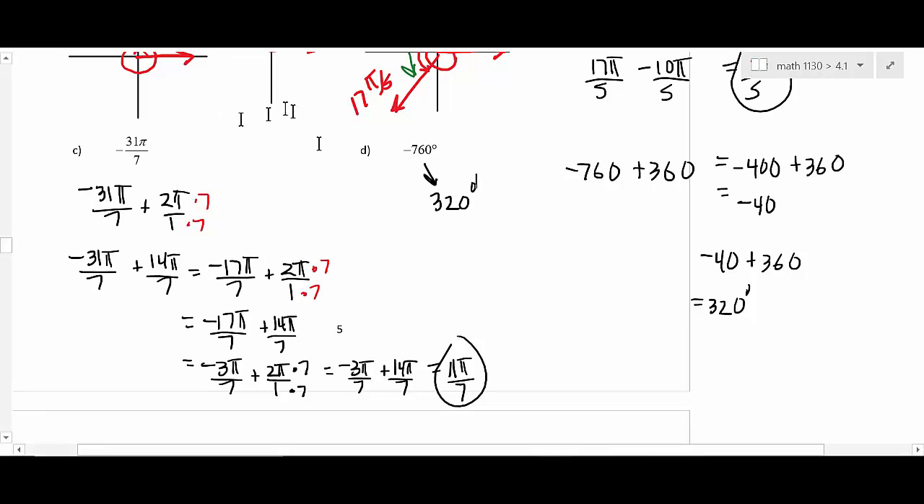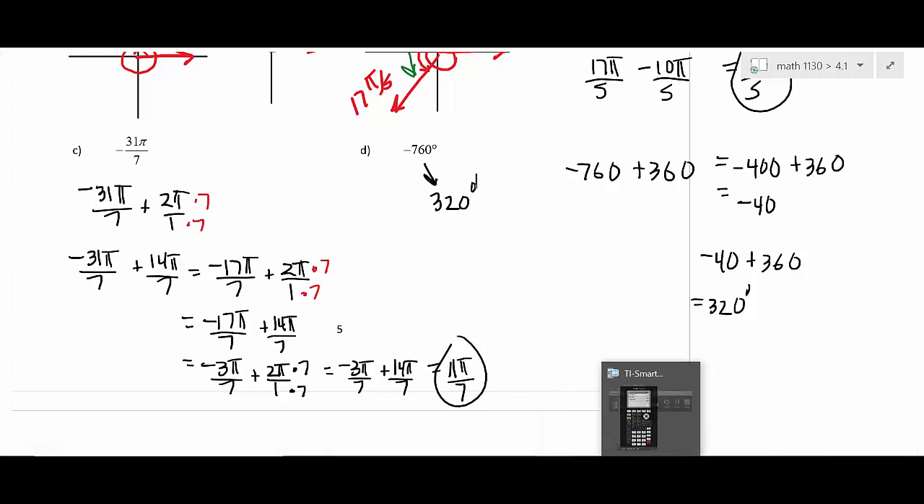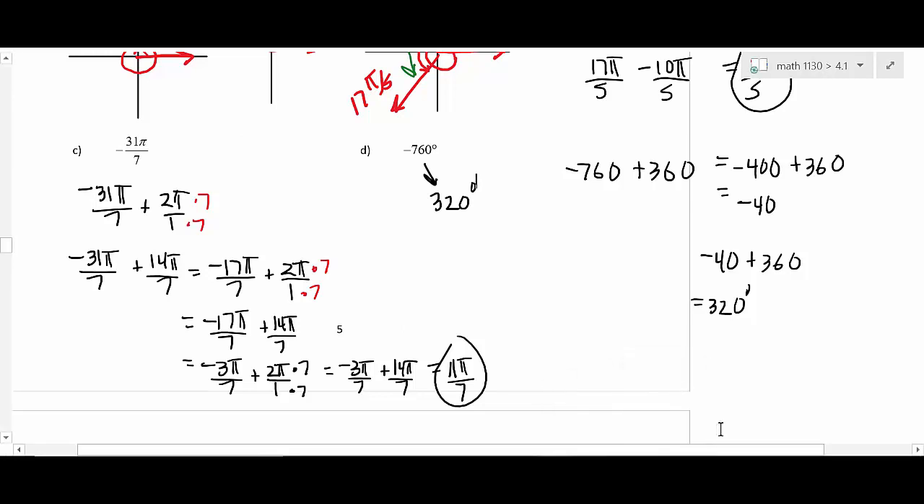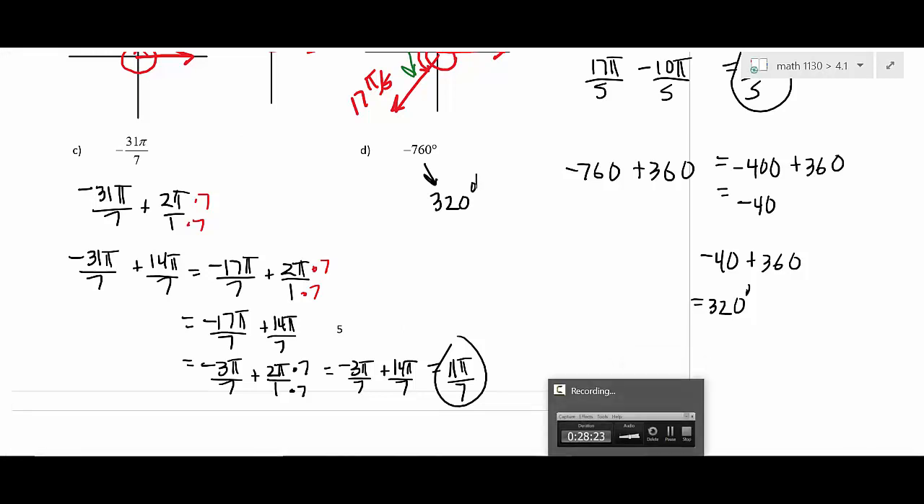Okay, all right. So let's take a 10-minute break, and then when we come back, we'll finish this up, and then we'll get started a little bit into the trig functions and the unit circle tonight too.